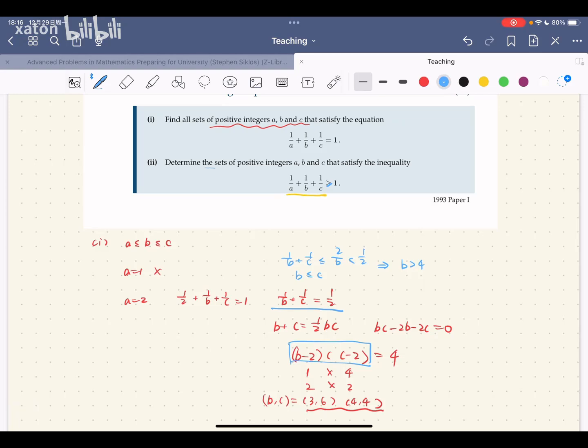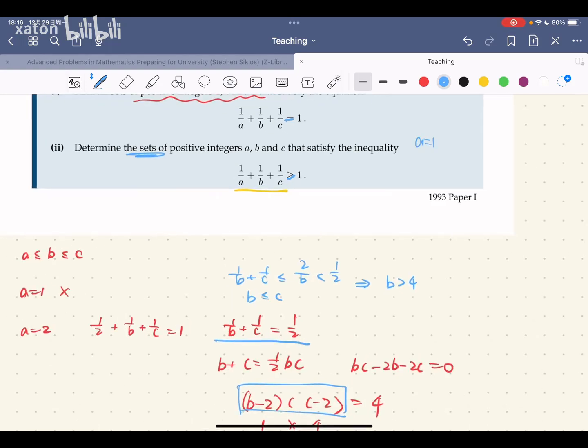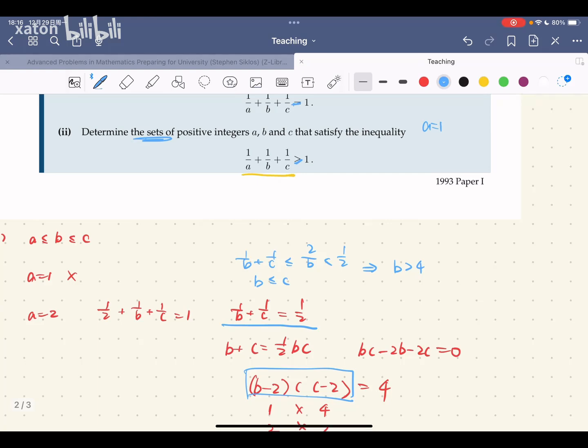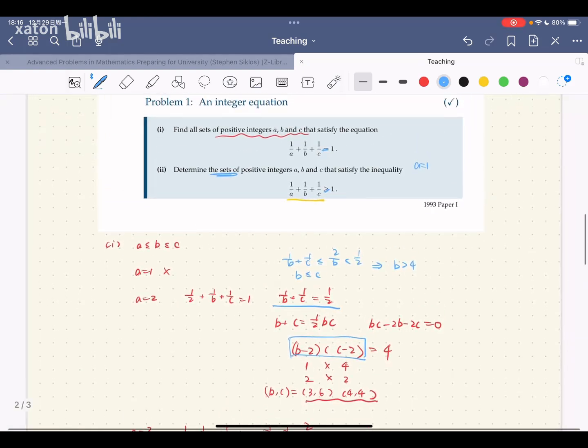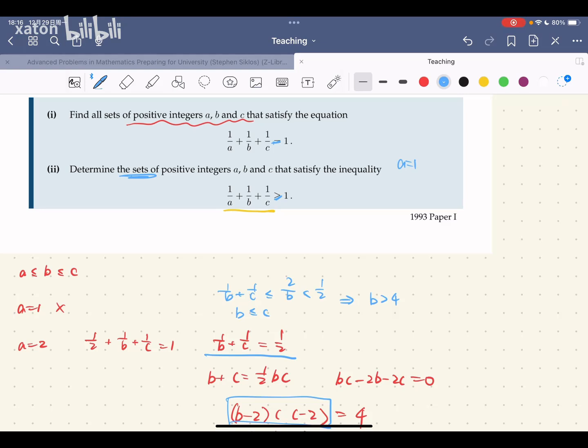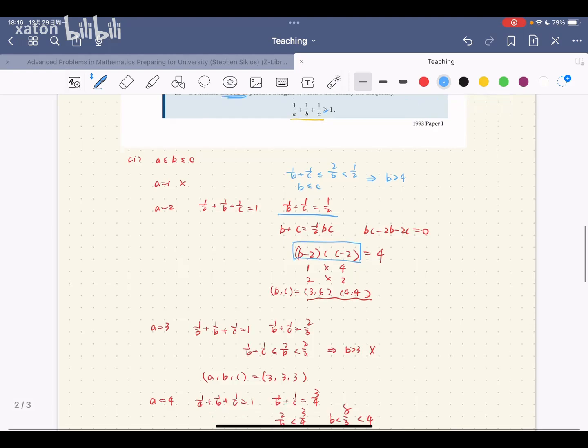So the sets actually already include what we get for question 1. For question 1, we find the sets that satisfy the equal sign. Now we just add something that should be larger than the previous set. So for a equals 1, actually we have something more, because in previous questions, when a equals 1, it doesn't really work. But for question 2, when a equals 1, b and c can be literally everything. So we actually have (a, b, c) equal (1, b, c). So let's write like this. And let's look at a equals 2.